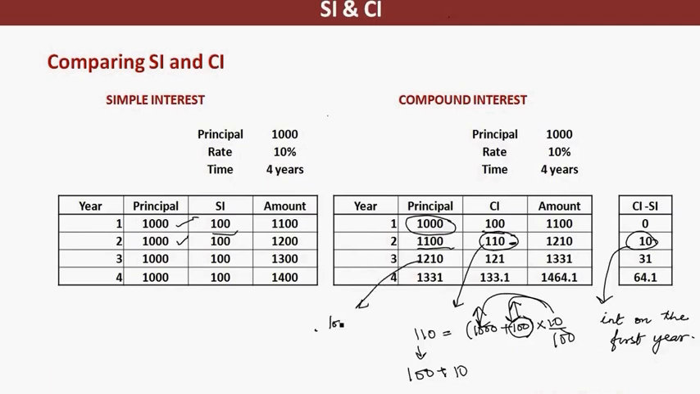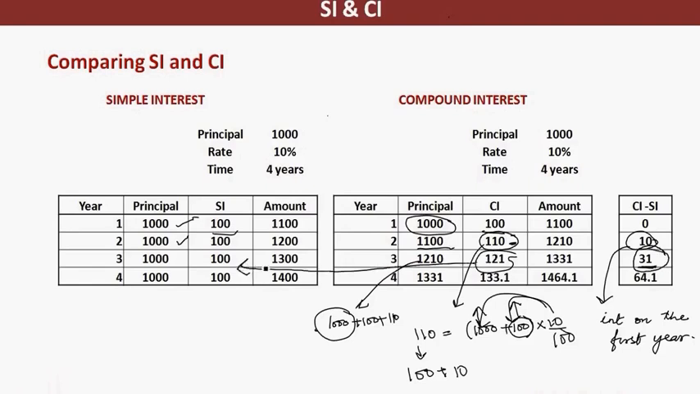Similarly, in the third year, this 1210 is your 1000, which is your original principal, plus 100, which is the interest for the first year, plus 110, which is the interest for the second year. So the interest that you're getting on this 1000 will be 100. The difference, if you look at it, is a difference of 31 rupees. 31 rupee difference which is created.